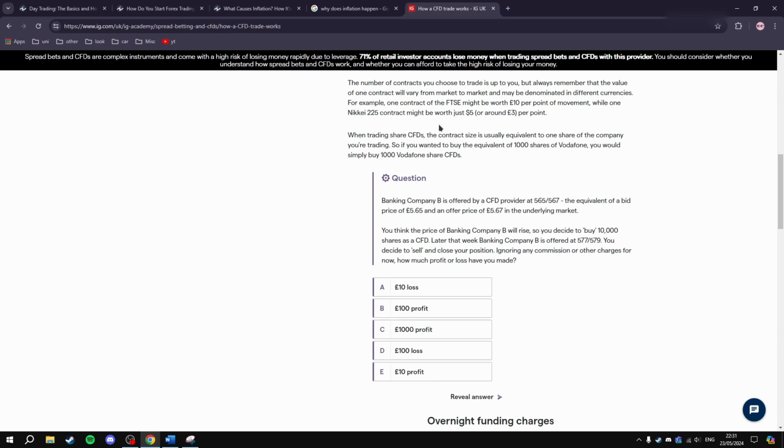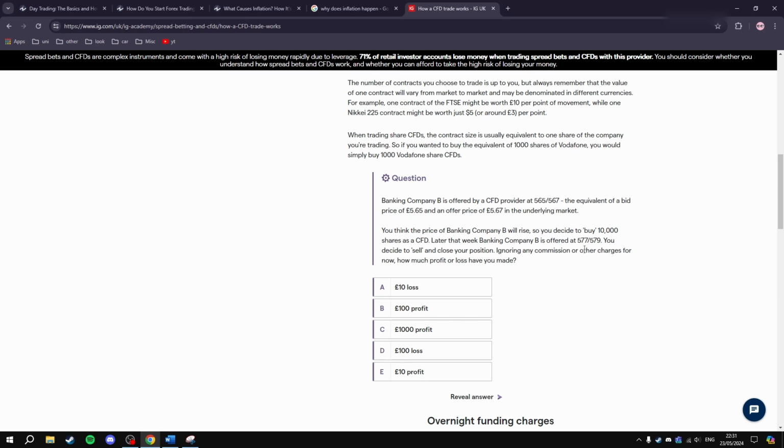Cool. Banking Company B is offered by a CFD provider at 565, 567, the equivalent of a bid price of £5.65 and an offer price of £5.67 in the underlying market. You think the price of Banking Company B will rise, so you decide to buy 10,000 shares as a CFD. Later that week, Banking Company B is offered at 577, 579. You decide to sell and close your position, ignoring commission or other charges for now. How much profit or loss have you made?